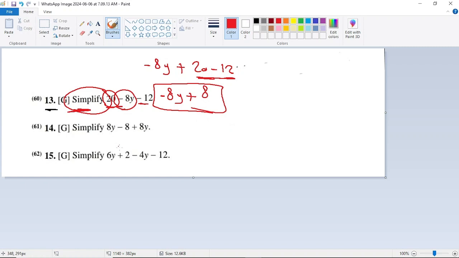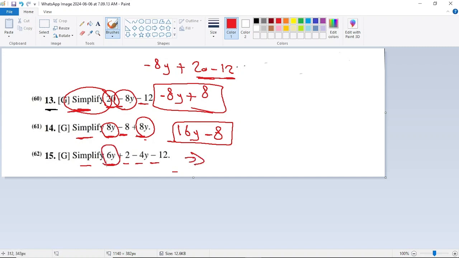Okay? Now here, simplify 8y minus 8 plus y. So 8y plus 8y will be 16y. Minus 8, I don't have other values. So it will be 16y minus 8. Okay, here simplify 6y plus 2 minus 4y minus 12. So 6y minus 4y will be 2y, and plus 2 minus 12 will be minus 10.